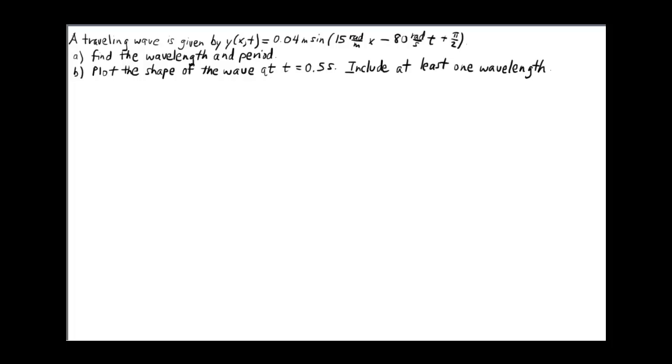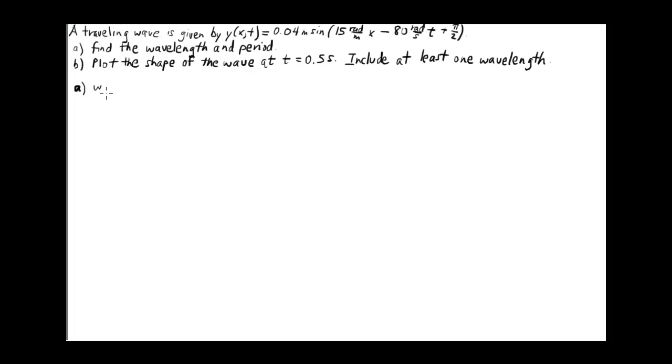The fairly easy thing to do is to use the form of the wave equation and all the information it contains to find things like the amplitude, the wavelength, the period, and so on and so forth. So let's do that here. For part A, we have to just remember that the wavelength is related to this quantity called the wave number k.